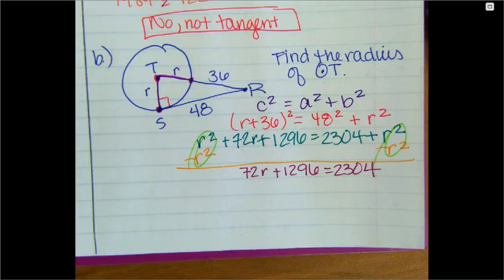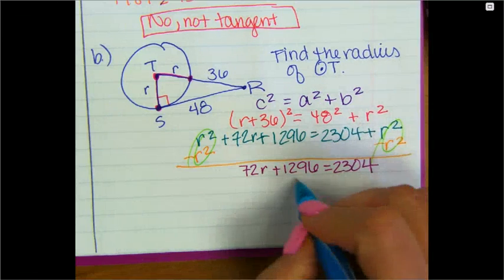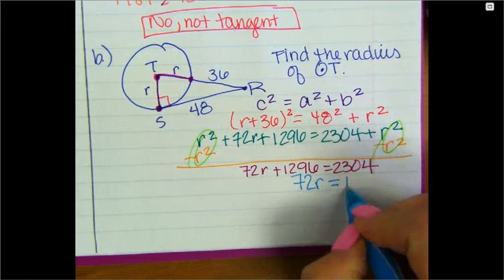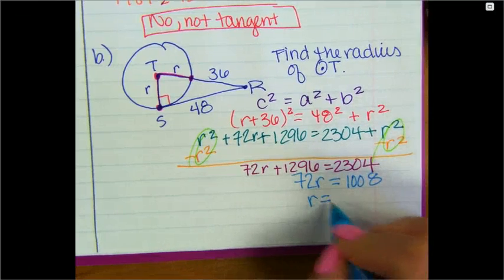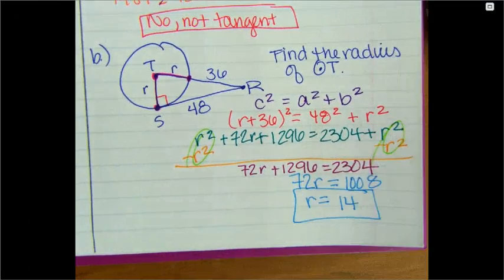Do you hear me? If you are still with an r squared here, let's pretend there was a 2 and you subtracted and you got r squared, you need the other side to be equal to 0, so you can factor. But because this is not with an r squared, this is just a basic equation, how do you solve this? Subtract 1,296. So I get 72r equals 1,008. R is going to equal what? 14. Did I find the radius? Yes.